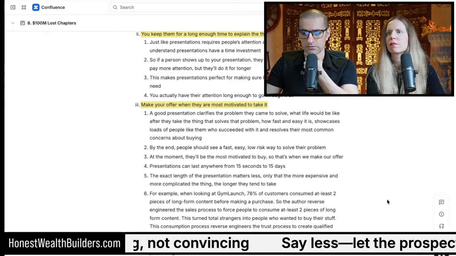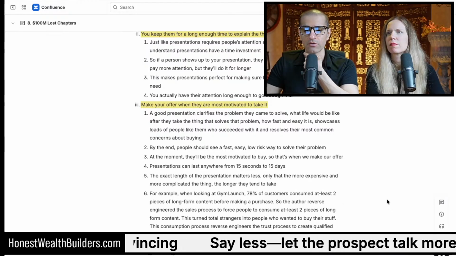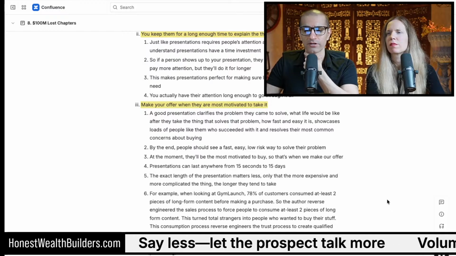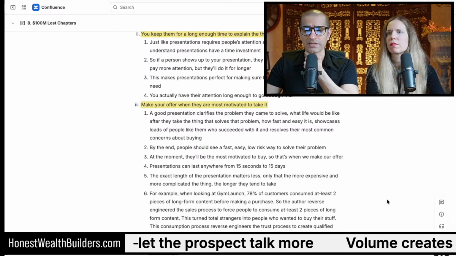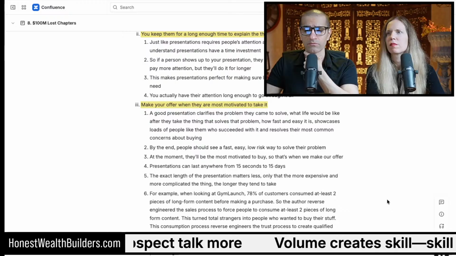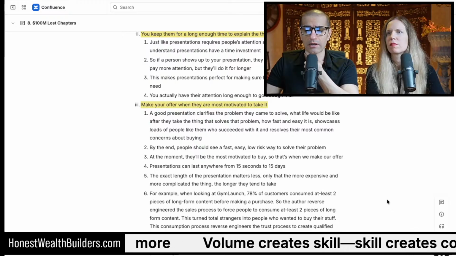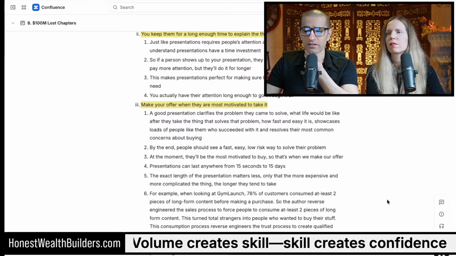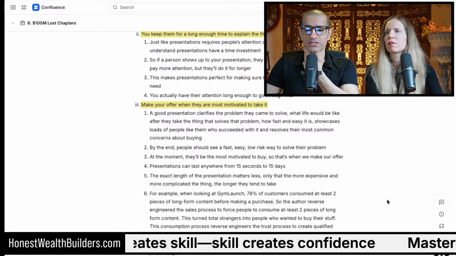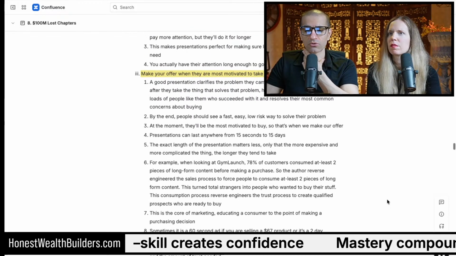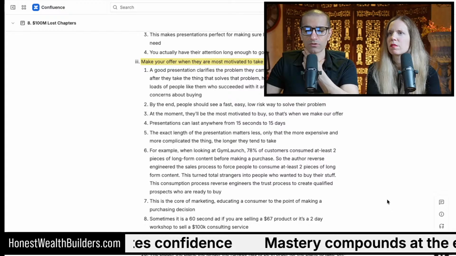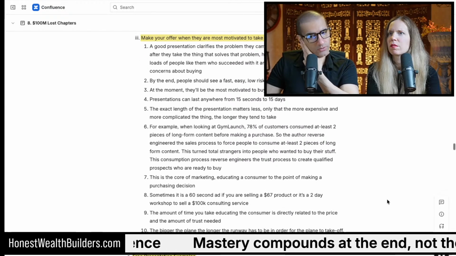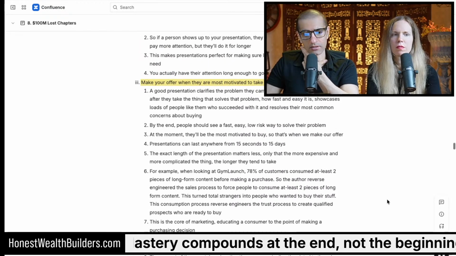Make your offer when they're most motivated to take it. A good presentation clarifies the problem they came to solve, what life would be like after they take the thing that solves that problem, how fast and easy it is, showcases loads of people like them who succeeded with it, and resolves their most common concerns about buying.